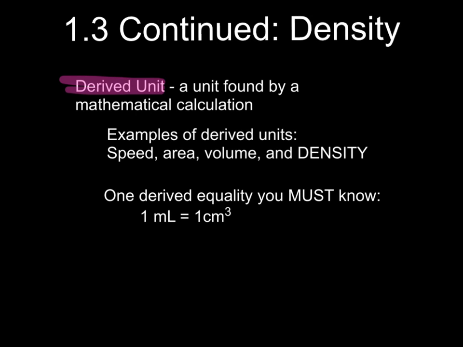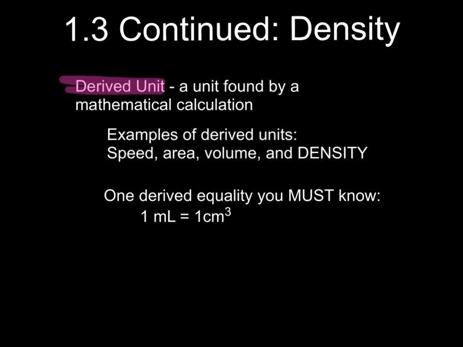In today's lesson, we're going to investigate density. Before we can start talking about density, we need to understand what a derived unit is. A derived unit is something that we can find through a mathematical calculation. Some examples of everyday derived units that you know about and are familiar with would be speed, miles per hour. That's a derived unit. You have to compute the speed by taking the miles driven divided by the number of hours it took to drive.